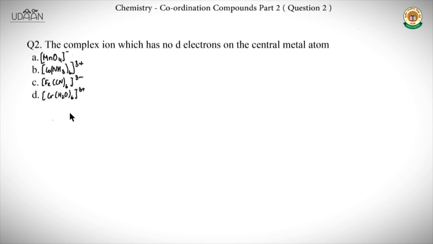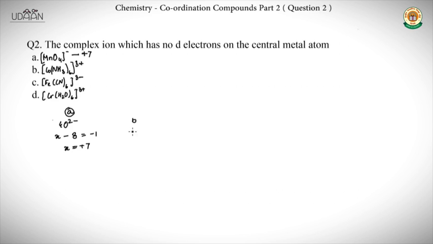To approach this question, we'll have to find for each option what is the charge on the central metal atom. In the first case, we have MnO4 minus. So we'll let Mn be x. x minus 8 is equal to -1. So we can say x is equal to +7. So we know that this is +7.